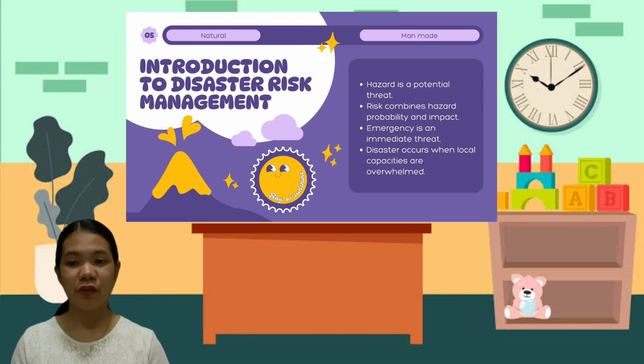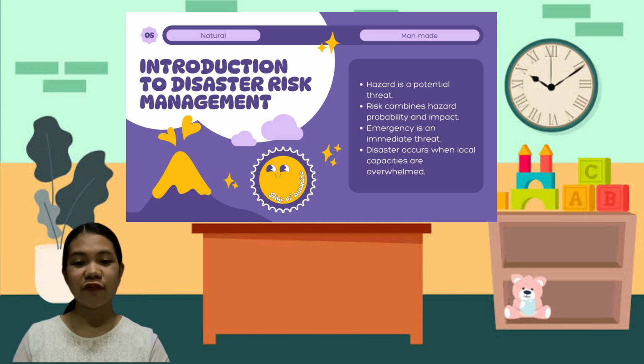Emergency. An emergency is an immediate threat that requires urgent action, for instance, a flood threatening a town. Disaster. A disaster happens when the hazard overwhelms local capacities to cope. This could be a massive earthquake or a large-scale industrial accident requiring external help.